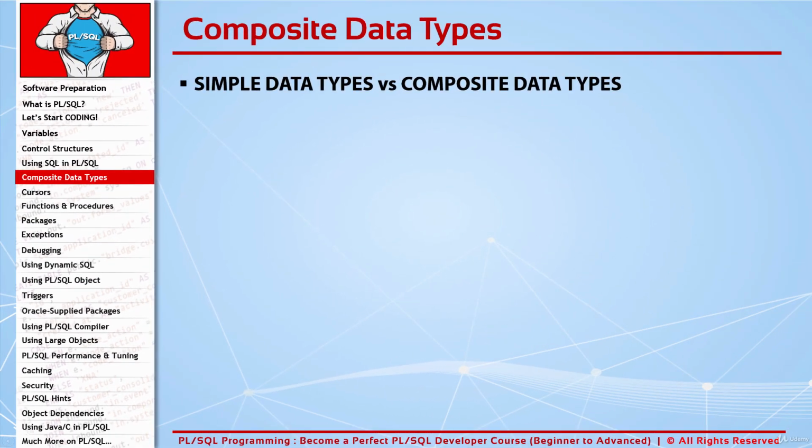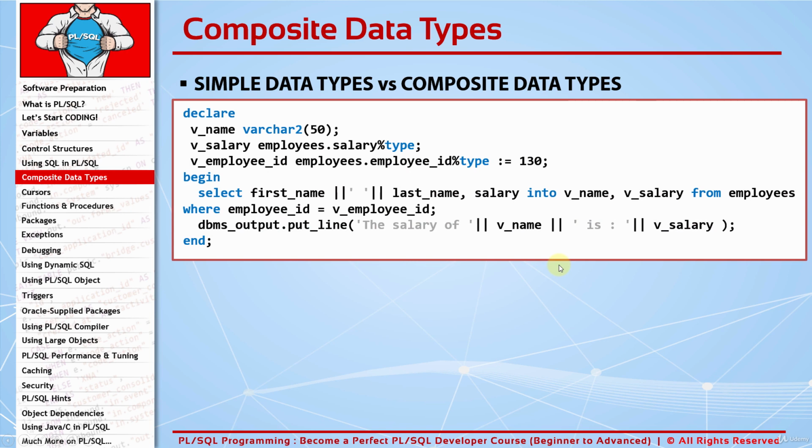Hi, in this lecture we will learn some new and fancier data types, composite data types. Up to now we learned some simple data types. Let's remember one of our examples and talk on that. We simply store a value inside of our variable and use that. For example, in here we get the name, salary columns into our variables and use that in our DBMS output. These variables are called scalar variables and the data type is scalar data type.